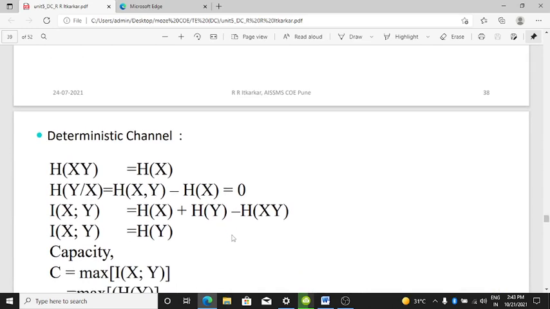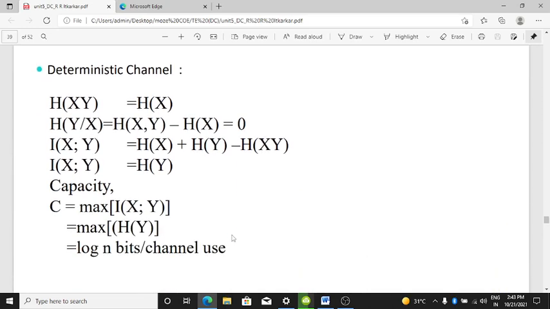Here is the discrete deterministic channel. In this deterministic channel, H(X,Y) equals H(X). Then H(Y|X) equals H(X,Y) minus H(X), which equals 0. Let I(X;Y) equal H(X) plus H(Y) minus H(X,Y). Then we get I(X;Y) equals H(Y). Then the capacity C is the maximum of I(X;Y), the maximum of H(Y), which is log n bits per channel used. Clear?